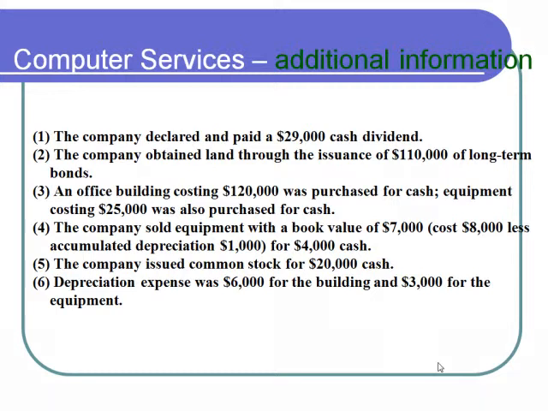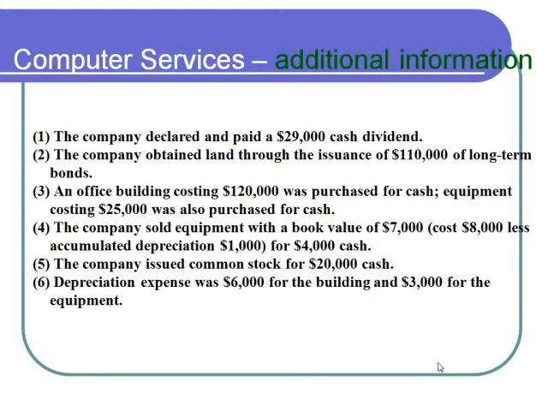Let's look at number 2. The company obtained land through the issuance of $110,000 of long-term bonds. Now, normally land would be investing and bonds would be financing. But since this is non-cash at this time, you will put non-cash alongside number 2. By the way, there will be cash involved in this transaction as the company pays interest and when the company pays off this bond. But at this point in time, there is no cash involved, and that's why we call it non-cash.